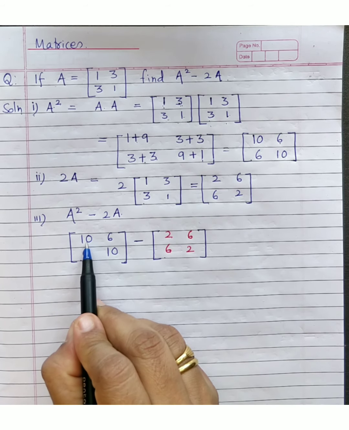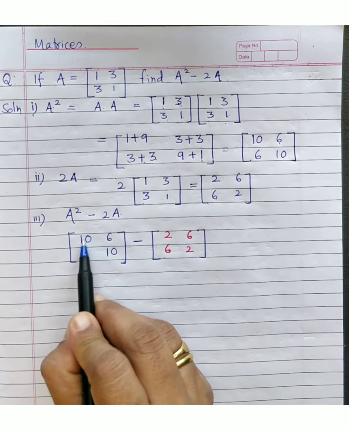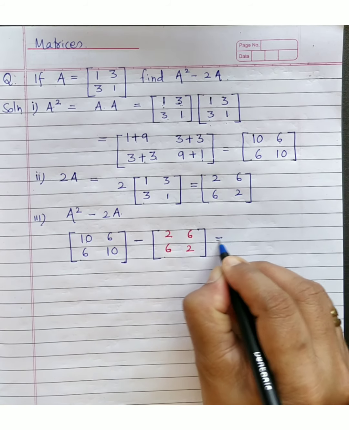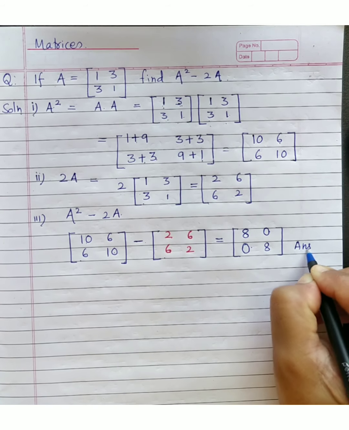Now corresponding elements are to be subtracted. So 10 and 2. So 10 minus 2. Answer is 8. 6 minus 6, 0. 6 minus 6, 0. 10 minus 2. Answer is 8. This is your answer matrix obtained.